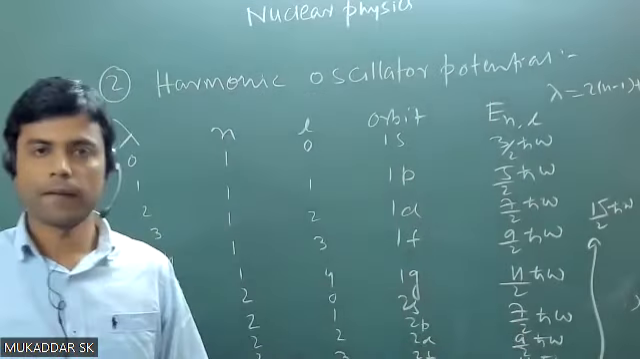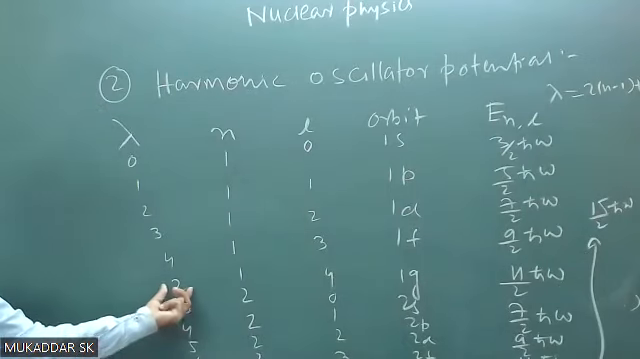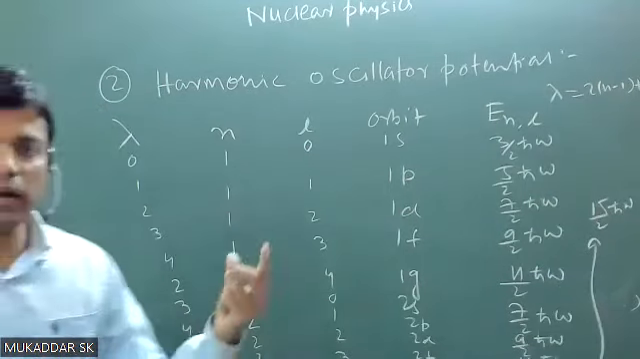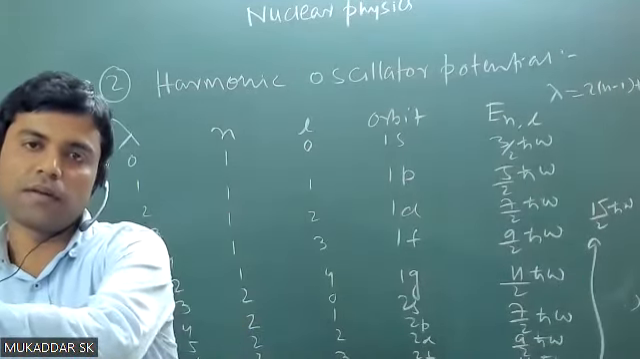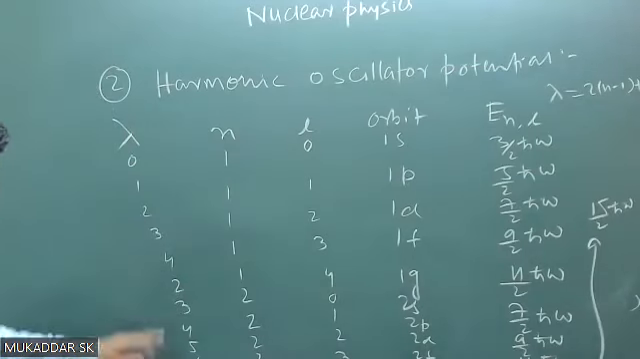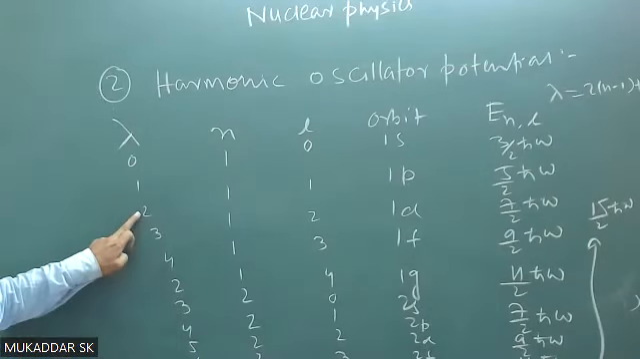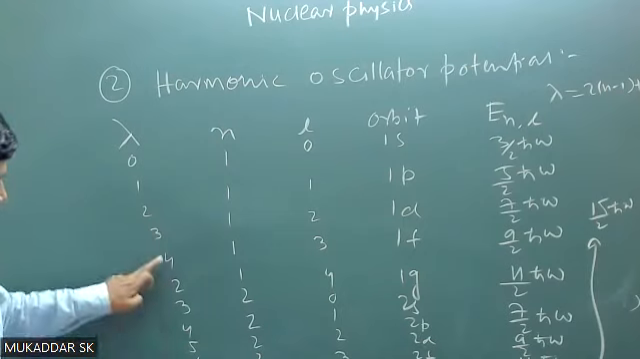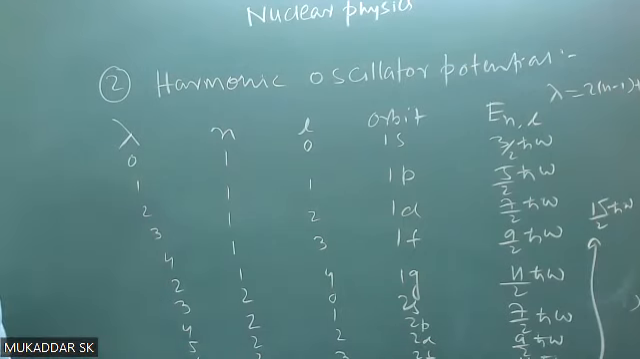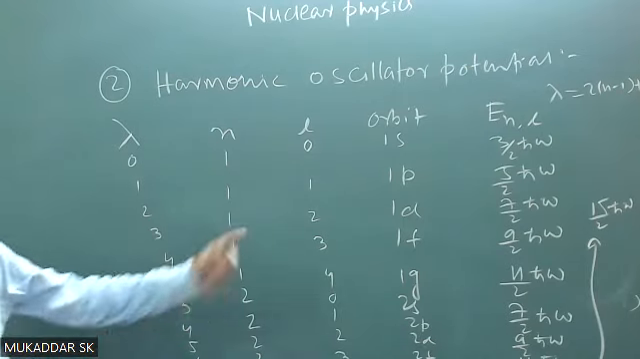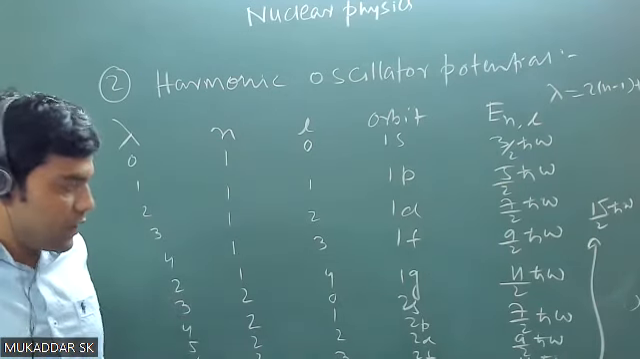And that wholly depends upon this lambda, because E is nothing but 2 lambda plus 3 by 2 h cross omega, है ना? तो यहाँ से देखो ये शुरू हो रहा है repeating 2, 2, 3, 3, 4, 4 and so on. So these are the possible values. But how am I calculating this? Can anyone guess?